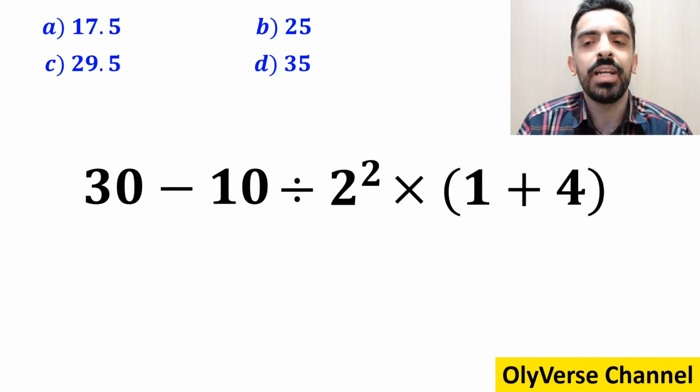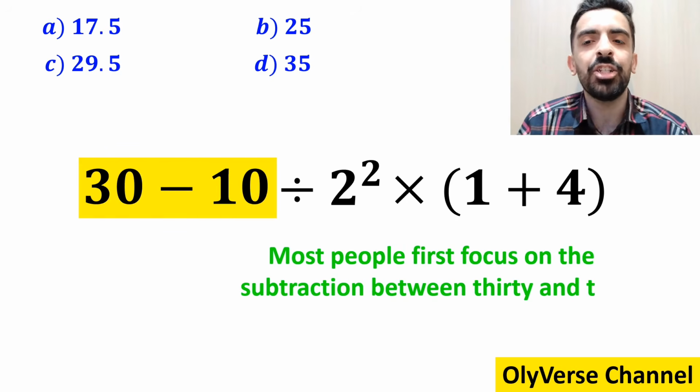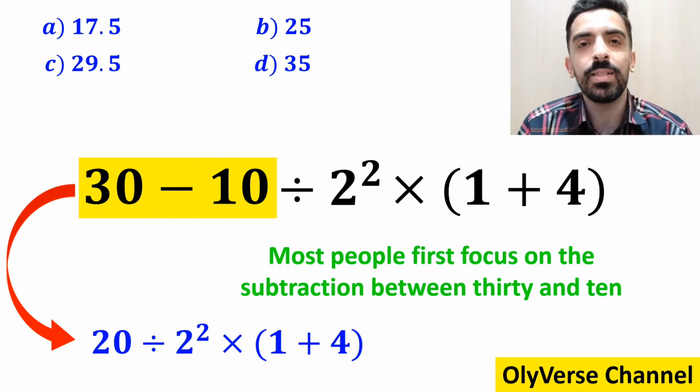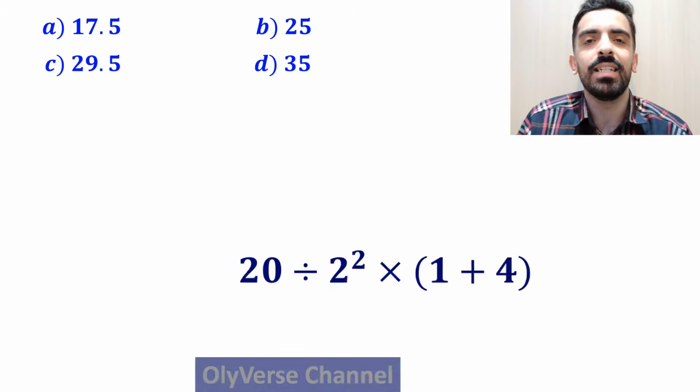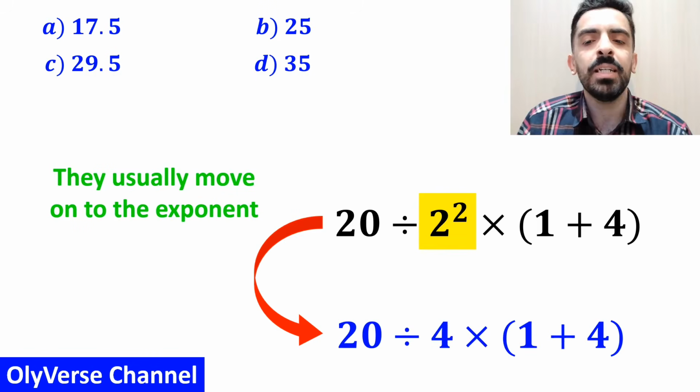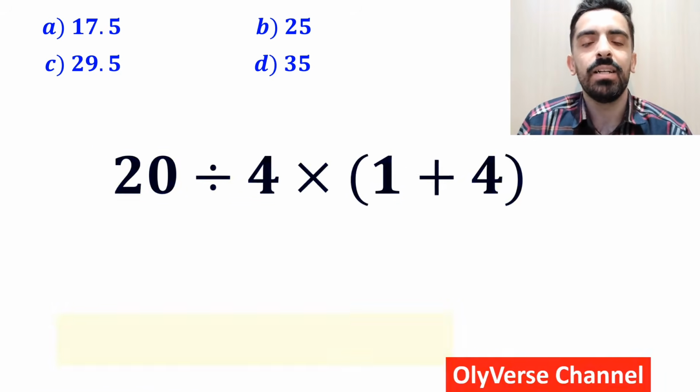To solve this question, most people first focus on the subtraction between 30 and 10, and they rewrite the whole expression as 20 divided by 2 squared multiplied by 1 plus 4 inside the parentheses. In the next step, they usually move on to the exponent and write this expression as 20 divided by 4 multiplied by 1 plus 4 inside the parentheses.